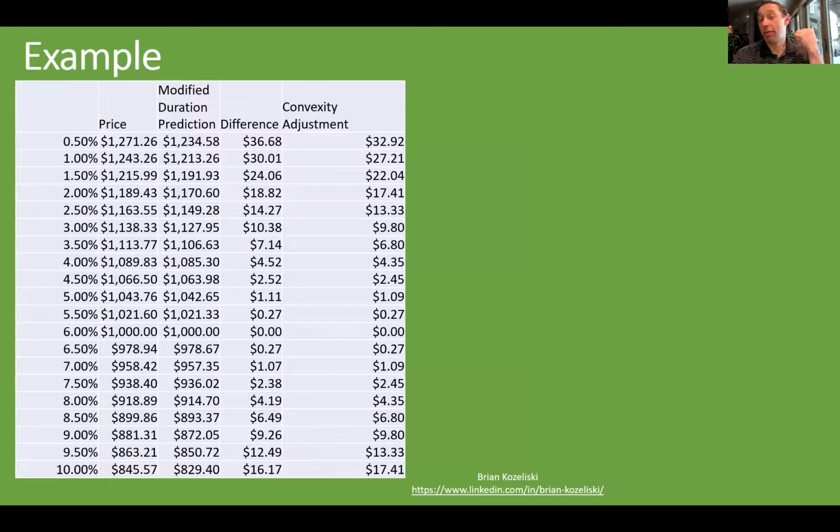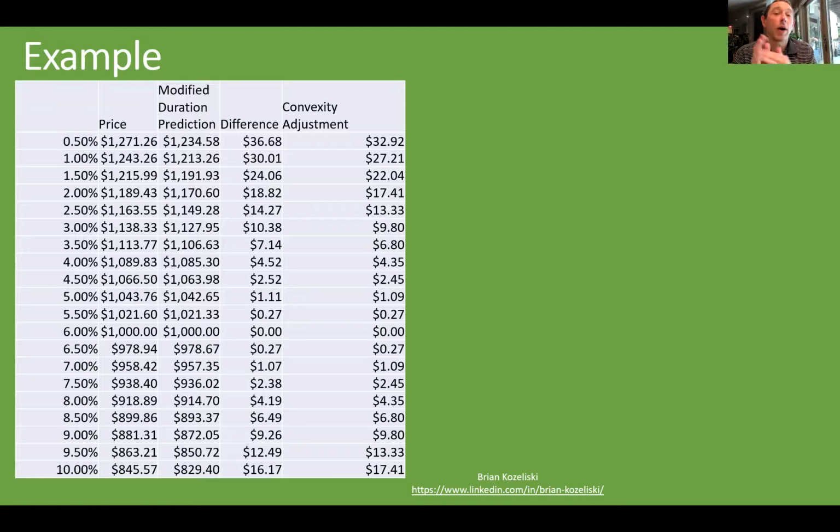All right, go over here. So we're going to do this. I actually calculated this for you. Here are the actual numbers, this convexity adjustment. Look at 6%, and you're going to see there's no change in interest rates, but as we move away to 5.5% or 6.5%, you can see that the difference using just modified duration is 27 cents, and that convexity adjustment is perfect. But as we go out, the differences grow a little bit.